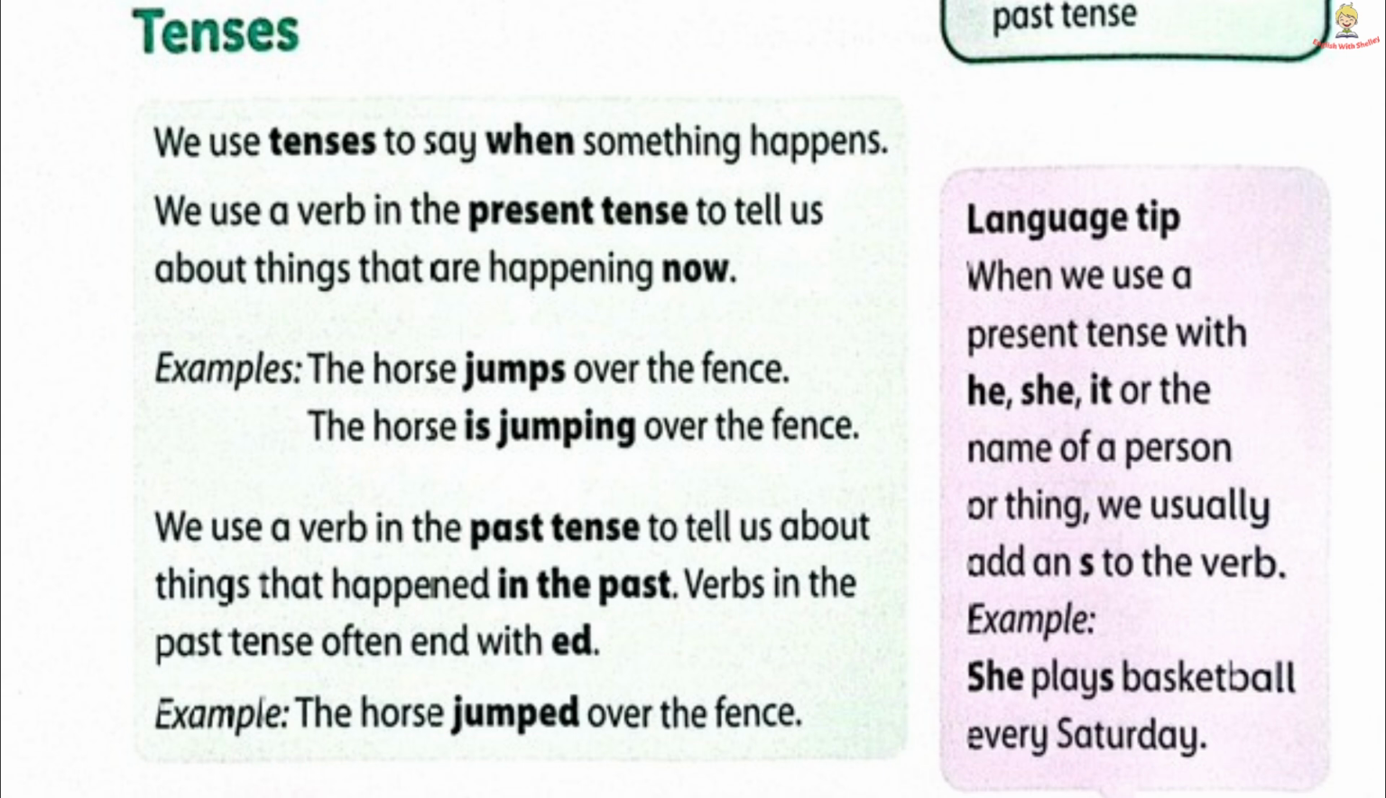So जब भी हम present tense बनाते हैं और अगर उस present tense में जो subject है he, she, it और या फिर कोई भी singular person हो, तो जो verb होता है उसके साथ हम s का addition करते हैं. Like in this example, the horse jumps over the fence. So यहाँ पे horse जो है वो singular noun है, singular subject है, so we add s with a verb. Also, she plays basketball every Saturday. So here the subject of the sentence is she and it is a singular noun, so we put s with a verb.